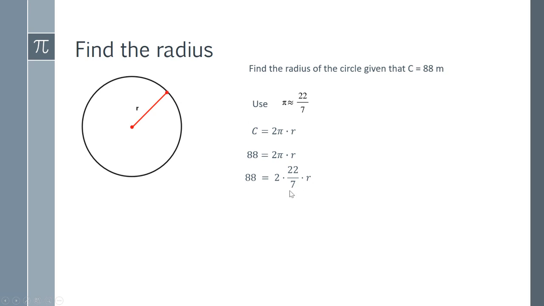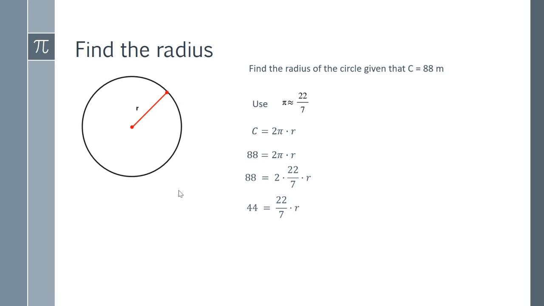Well, the first thing I want to do, I'm going to leave this fraction for last because that's the thing that people are going to say, I can't do this. Well, yes, you can. It's pretty simple once you get the hang of it. So we're going to divide by 2 first. We're going to divide both sides by 2. That's going to cancel this 2 out. And then what's 88 divided by 2? Well, that's 44. So now we've got 44 equals 22 over 7 times r.